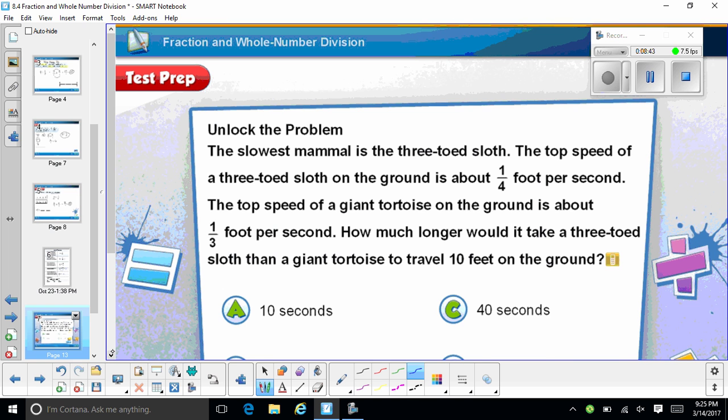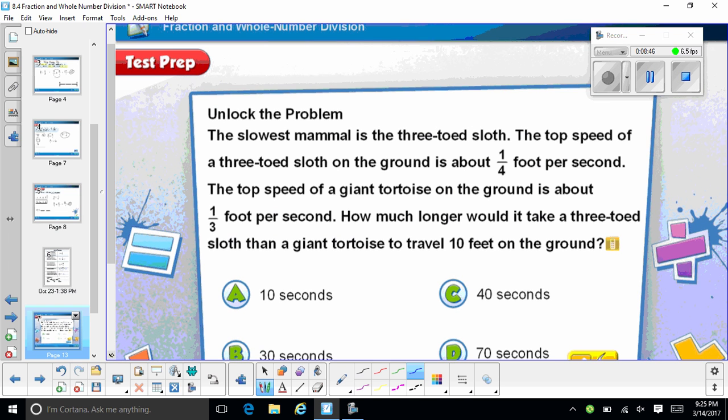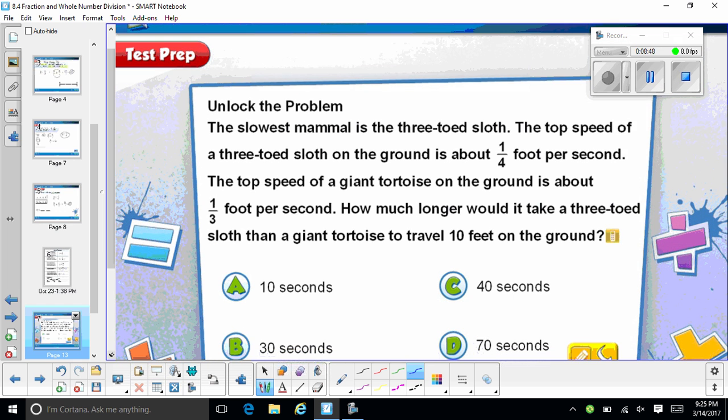Okay, we have a multi-step problem for our test prep question, and what I want you to do is copy it down, and I should see your key information highlighted or circled. What you're going to do is then solve for each of the mammals. We have the 3-toed sloth and we have the giant tortoise. And then you're going to find your answer as to if you're adding, subtracting, multiplying, or dividing. Once you've solved, your work should be shown. You're going to go ahead and continue to hit play.